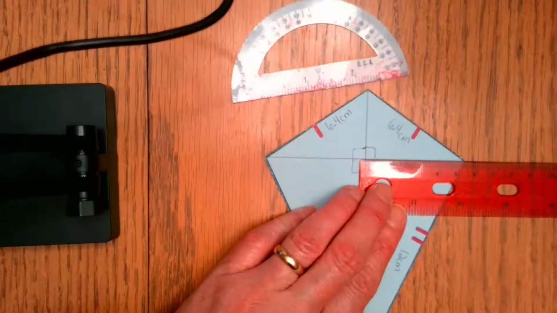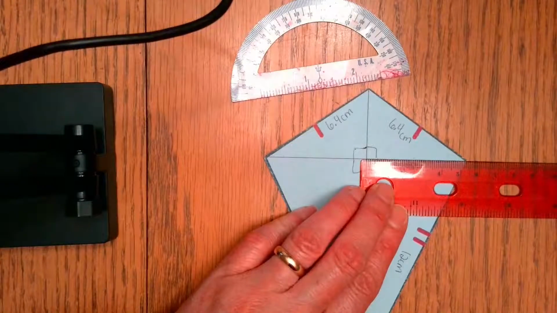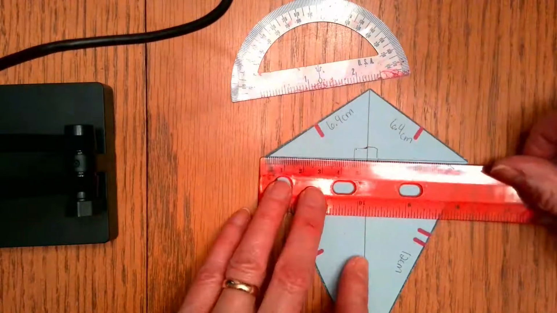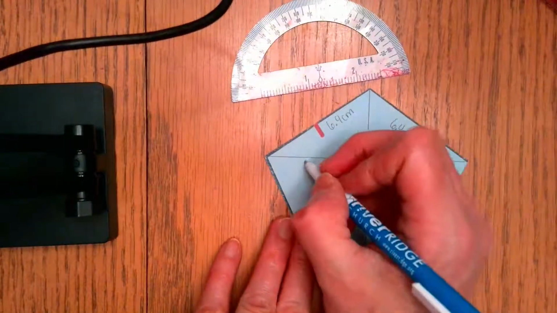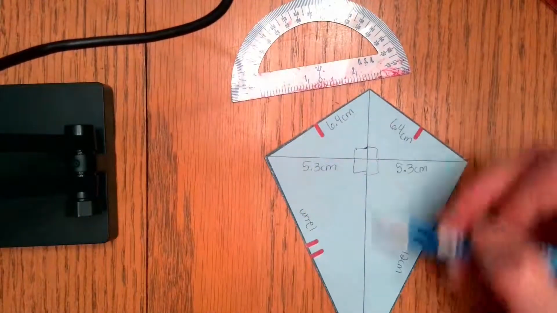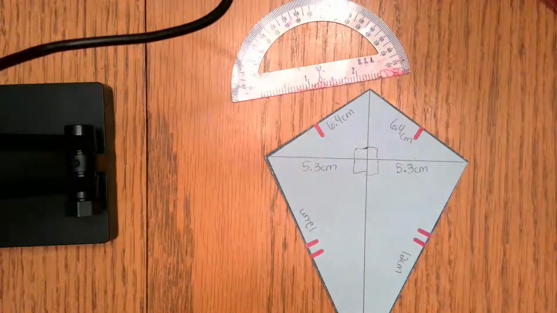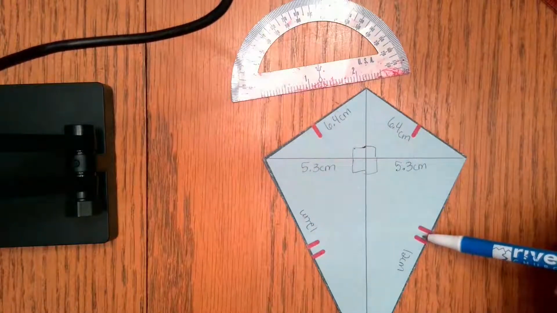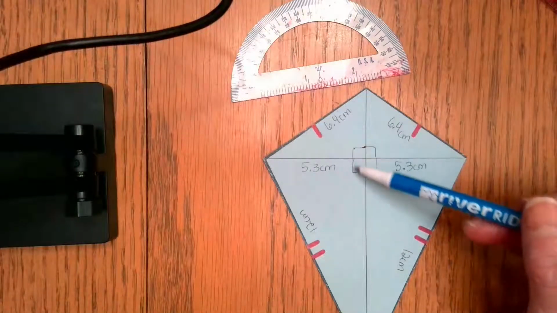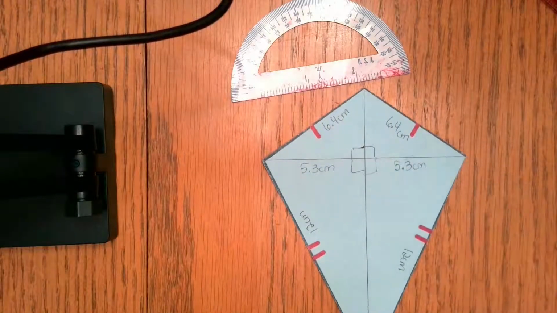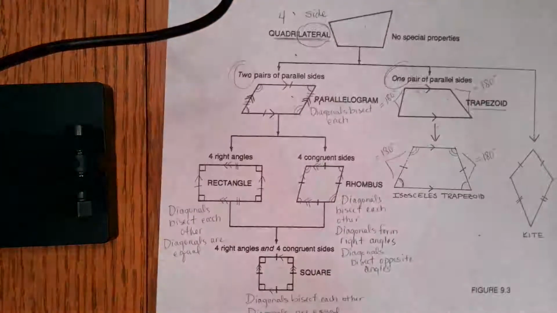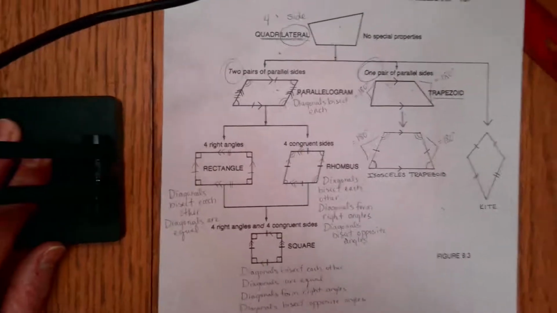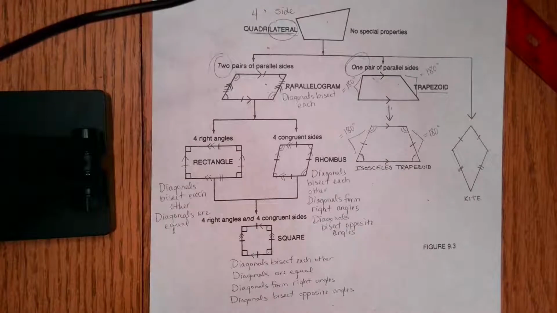So if I measure from here to the end, I get a 5.3. And if I measure from here to the end, I get another 5.3. But like I said, this one's clearly not bisected. And that honestly is all that we know about a kite. We know that these two consecutive sides are the same. These two consecutive sides are the same. Nothing is parallel at all, but the diagonals will make right angles, and the diagonal here will be bisected. So, like I said, this flow chart is fantastic for knowing all these relationships about these quadrilaterals.